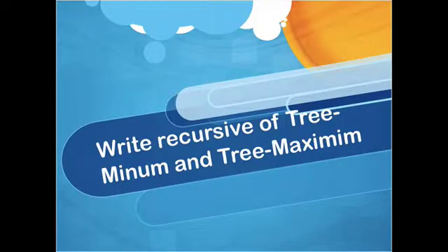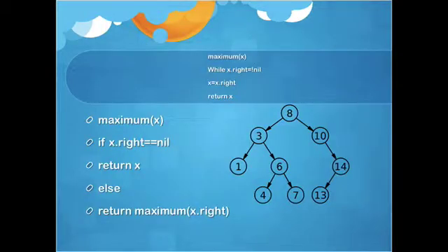Write a recursive algorithm for the maximum and the minimum of a tree. So I have to rewrite this function as a recursive algorithm. First I have to find my ground. My ground will be the condition that will stop my algorithm.